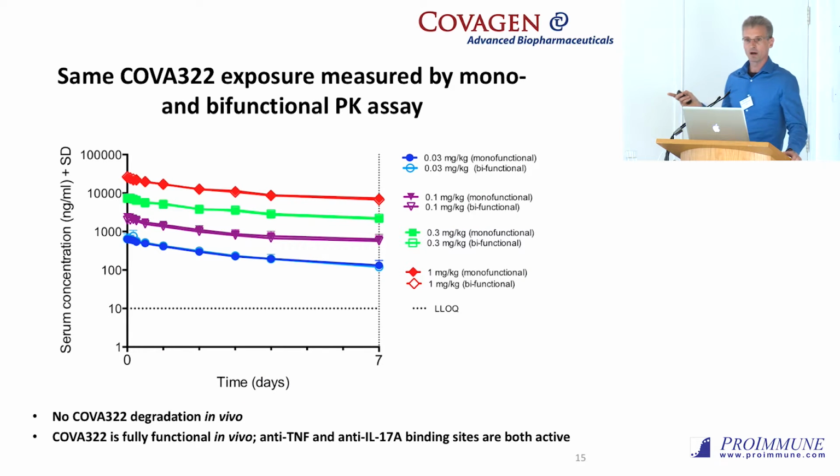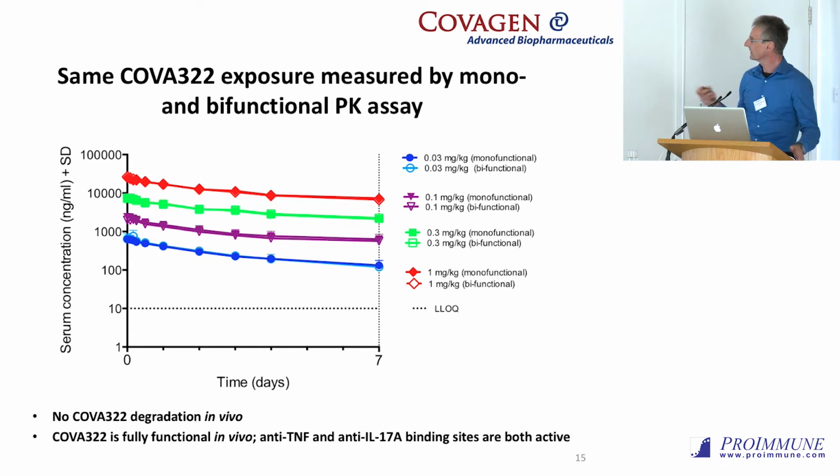And I'll just show you now some data. This is data from our phase 1 study. It's a single intravenous infusion in psoriatic patients, and it's here 4 different dose levels. So the starting dose is 0.03 mg per kg, and the highest dose shown here is 1 mg per kg. And actually you see 4 different lines representing the 4 different dose levels. But here you can actually see 8 lines, because per dose group we did test with our 2 PK assays.